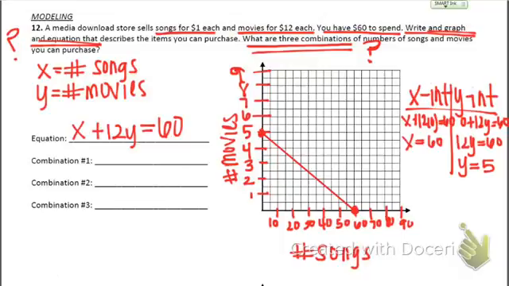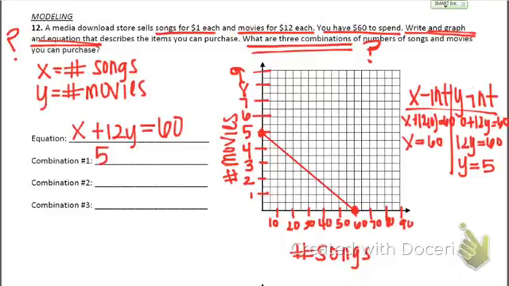Because how we're going to find the possible combinations is from the line. What this line represents is any possible combination of songs or movies that you can buy for $60. So every combination that you can purchase is on this line. There are 2 really easy ones that you can figure out. What are 2 easy combinations? Any ideas?